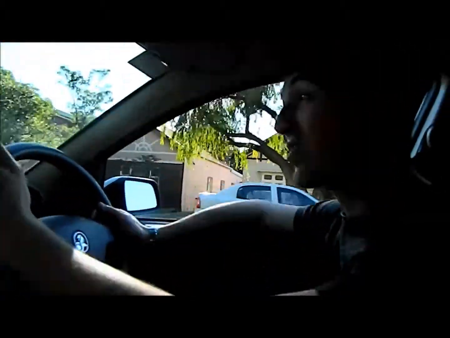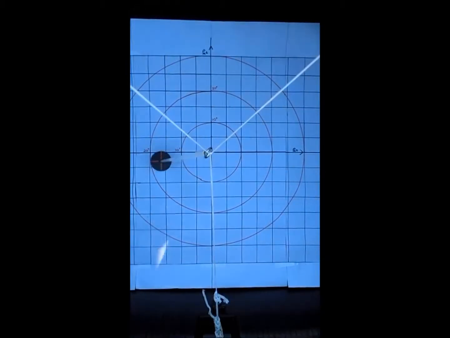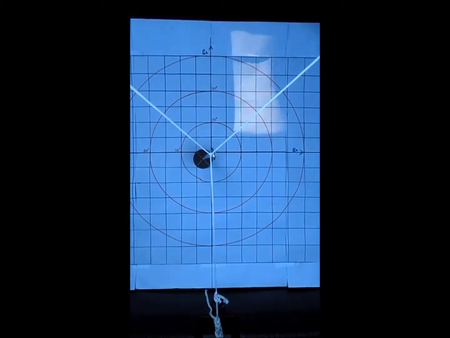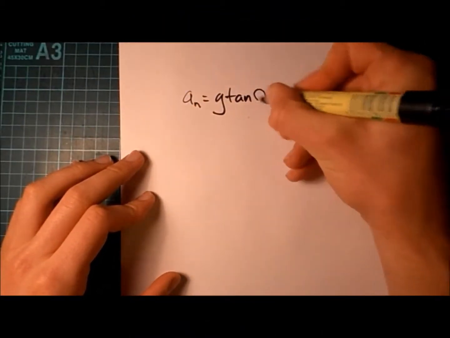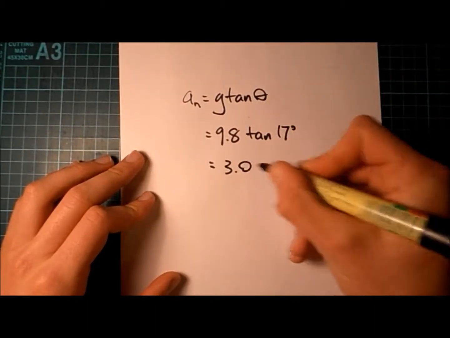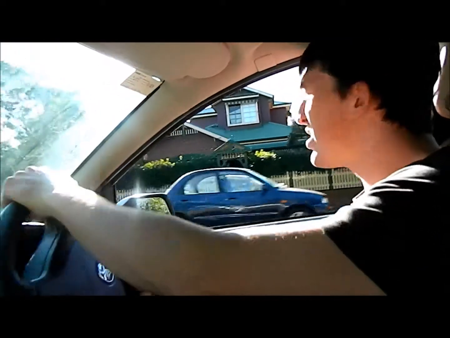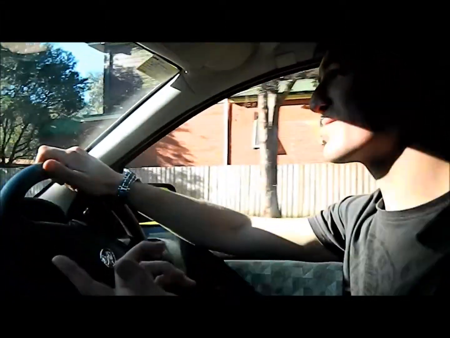Now how about we try a corner? In this case, we have acceleration in the normal direction, because we need that acceleration in order to have motion around a curve. As you can see, it peaks out around 17 degrees. Now back to our formula. When we substitute in g of 9.8, theta of 17 degrees, we get that our acceleration is 3.0 meters per second per second.